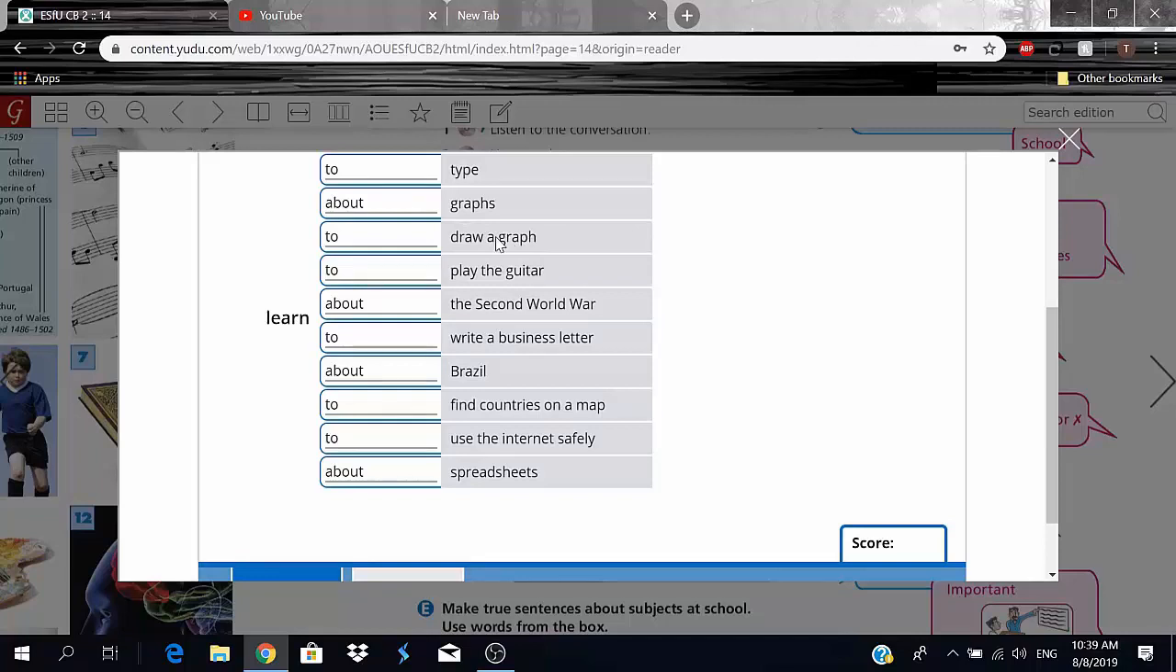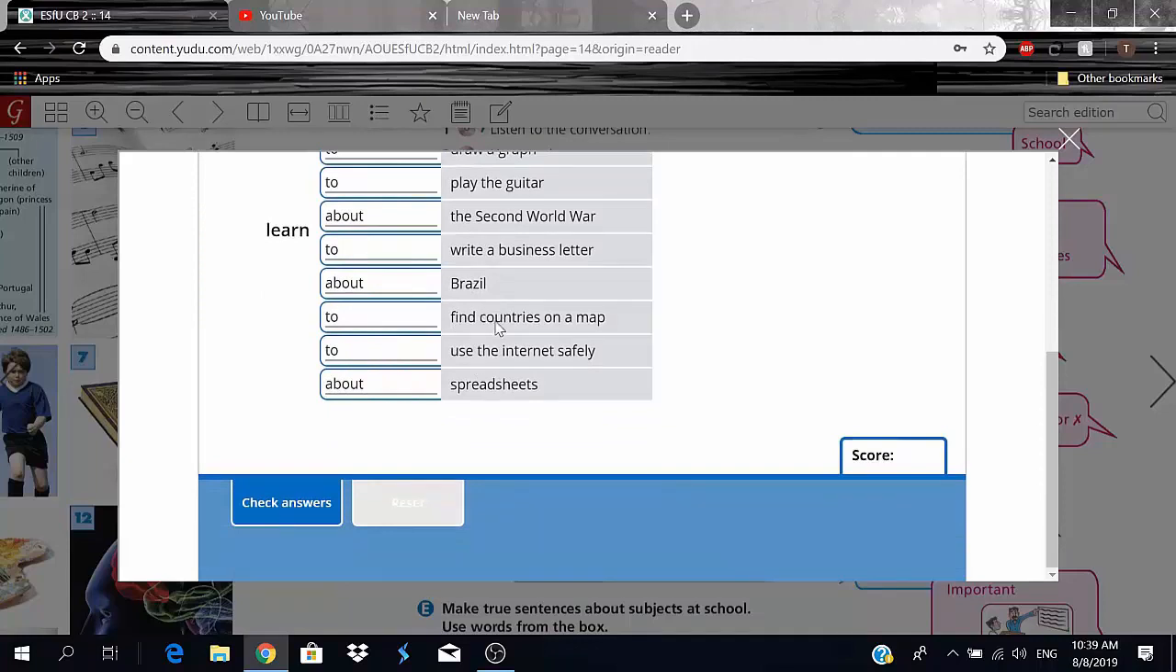Learn to play the guitar. Learn about the Second World War. Learn to write a business letter. Learn about Brazil. Learn to find countries on a map. Learn to use the internet safely. Learn about spreadsheets.